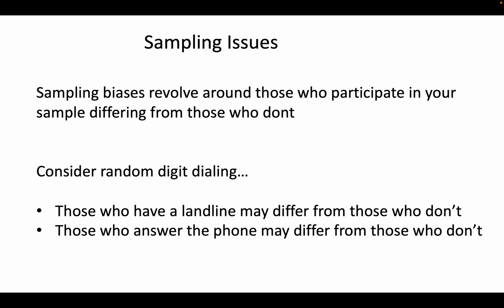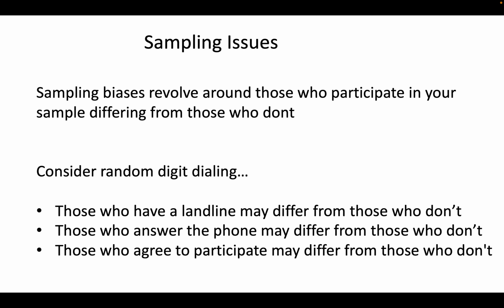Those who answer the phone in the middle of the day might differ from those who don't. They might be unemployed or retired. And also, those who agree to participate might differ from those who listen to your spiel and then say they don't want to participate, or just hang up as soon as they realize it's not someone they know. In that way, those who participate in the study might differ from those who don't. And when that's related to the exposure or the outcome, it's basically a form of selection bias, and it's an issue.